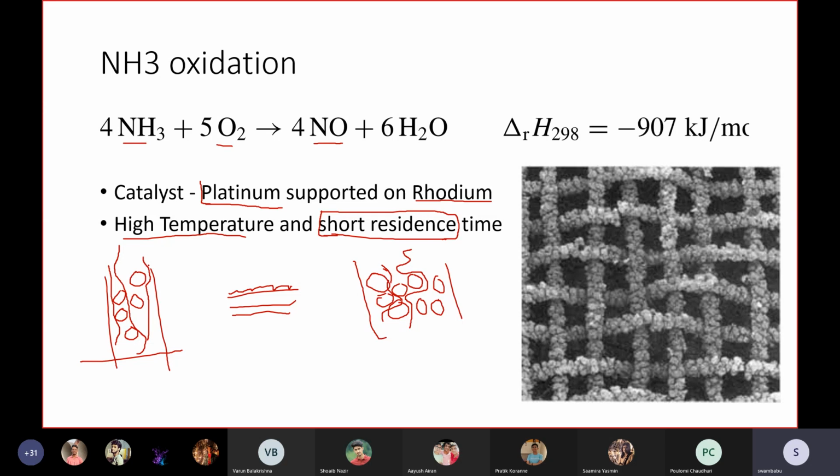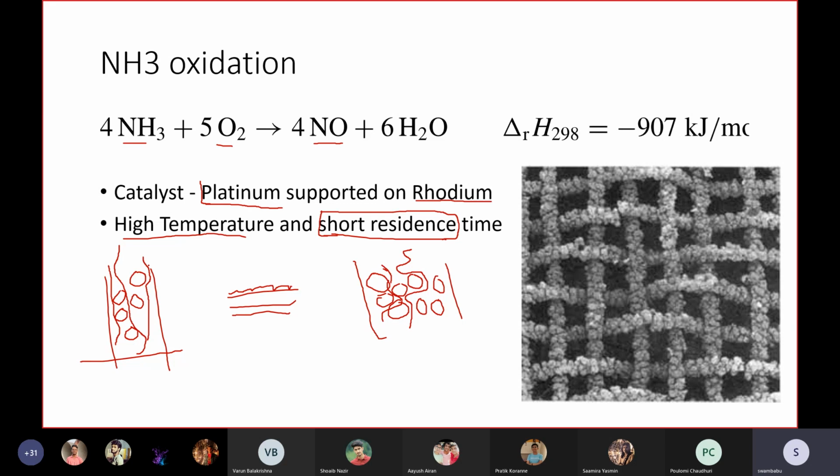Quick thought. What happens if the particles are fluidized? I will give a clue. I already gave a clue. The platinum is very weak, mechanically very weak. Please think about it.